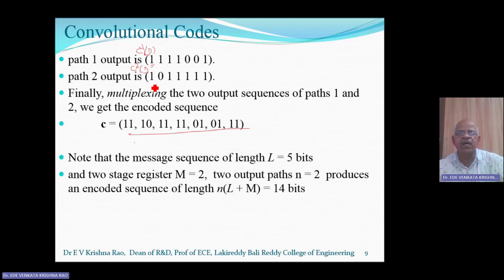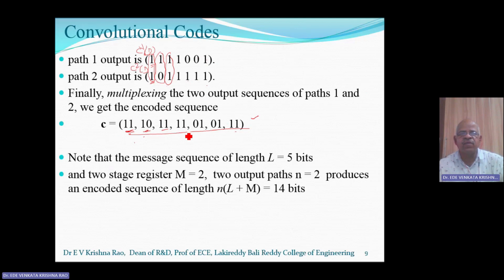Combining them, 1-1 combination. So this is the first bit combination. Whenever the message first bit is given, the output is generated as 1-1. When the message second bit is given, the output is generated as 1-0. And when the message third bit is given, the output is generated as 1-1, and so on. It is given as 1-1, 0-1, 0-1 and 1-1. This is the code output.